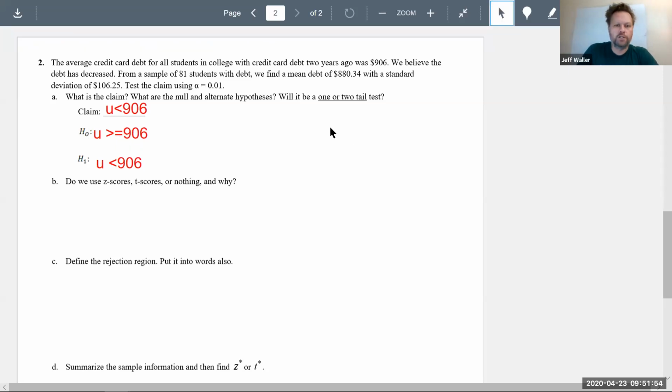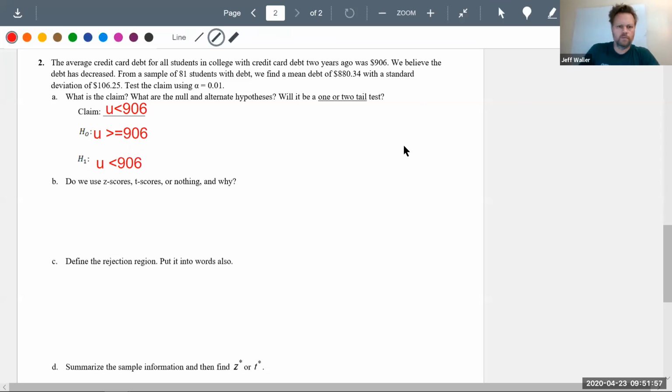Will this be a 1 or a 2-tail test? Definitely a 1-tail test, because right there, H1, the only way to show evidence for that is if it shows up below 906. So it's a 1-tail test.